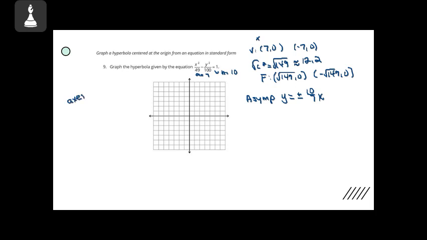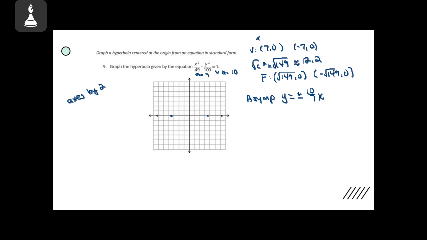All right, so I need to go 7. So 2, 4, 6, 7. And that is my vertices. I need to go to 12.2. So 2, 4, 6, 8, 10, 12. A little after is my foci. And reflect it on the other side.